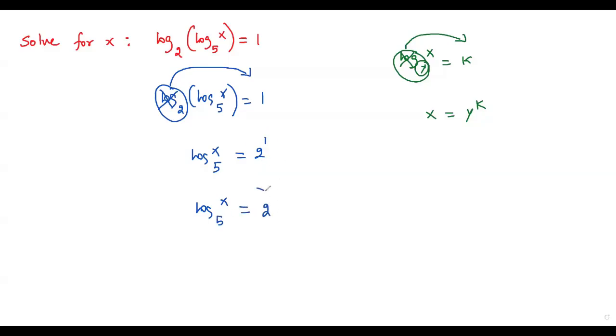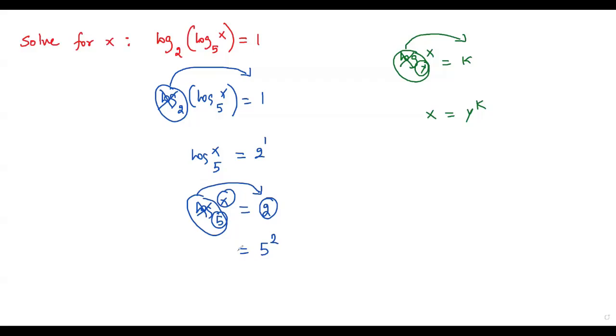Again I convert this logarithmic equation to exponential form. For that I have to move this logarithm along with this base to the other side of the equation. When I do so, I have to ignore the logarithm. I have to consider this base 5 alone on the other side of the equation. The value which already exists on the other side of the equation will become the exponent of this base. Then we get 5 squared.